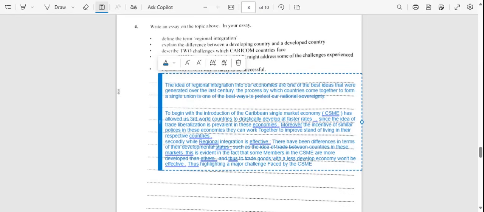To begin, the introduction of the Caribbean Single Market and Economy (CSME) has allowed us third world countries to develop drastically at faster rates, since trade liberalization is prevalent in these economies. Moreover, there is the incentive of similar policies in these economies that can work together to improve standard of living in their respective countries. Secondly, while regional integration is effective, there have been differences in development status, such as in trade between countries and these markets. That is evident in the fact that some members in the CSME are more developed than others. And thus, trading goods with a less developed economy won't be effective, highlighting a major challenge faced by the CSME.